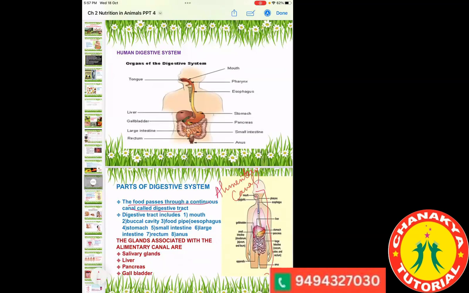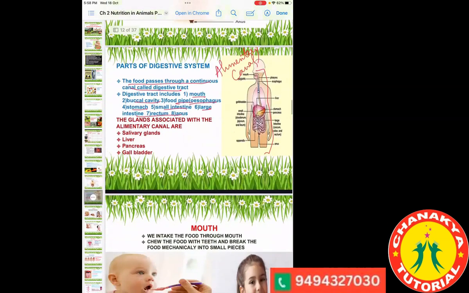Now, what does this digestive tract include? It includes the mouth, buccal cavity. The buccal cavity includes teeth, tongue, saliva. Then the food pipe, which is also called the esophagus, stomach, small intestine, large intestine, rectum, and anus. So these are the various parts which are included in the alimentary canal.